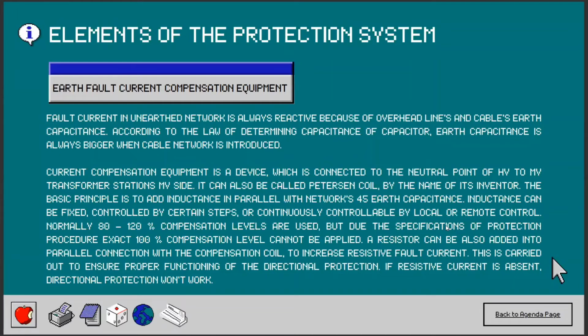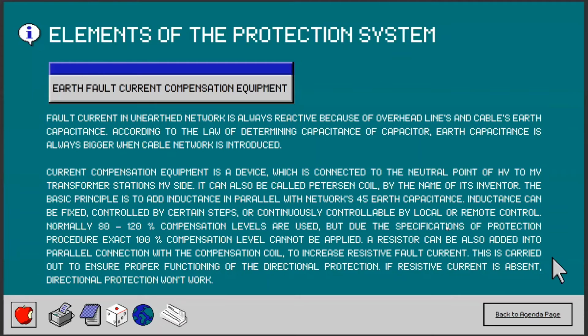Next, earth fault current compensation equipment. Fault current in an unearthed network is always reactive because of the earth capacitance of overhead lines and cables. So according to the law of determining the capacitance of a capacitor, earth capacitance is always bigger when a cable network is introduced. So kaya tayo gumagamit ng earth faulting dun sa ating power system is to increase yung capacitance ng earth. Kaya nag-introduce tayo ng bagong cable network dun sa ating power system connection.